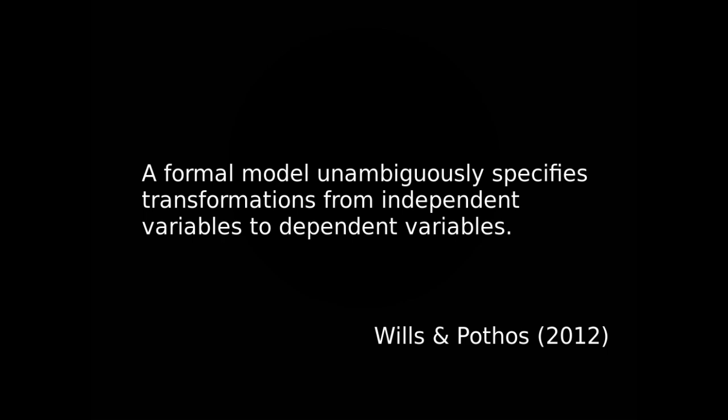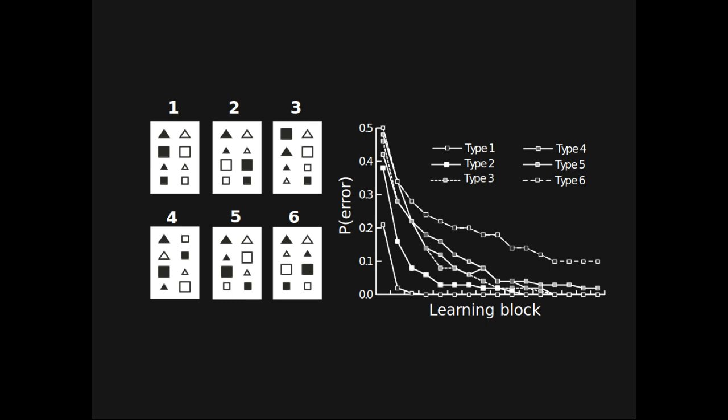So as you can see in this figure on the left, we have 6 different ways of dividing 8 objects into 2 categories, the left-hand column being one category, the right-hand column being the other category. So the independent variable here is category structure. And then on the right, we have some learning curves. So probability of error on the y-axis, blocks of learning on the x-axis, and then the 6 types of problems as 6 lines. So here, probability of error is the dependent variable.